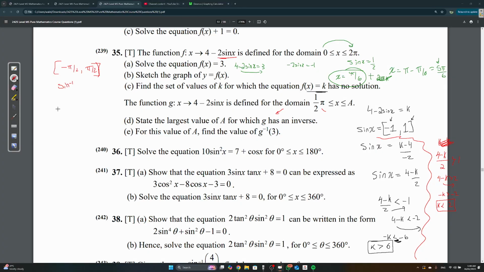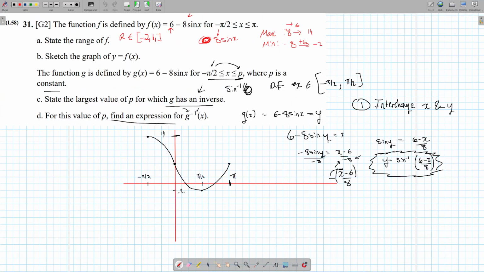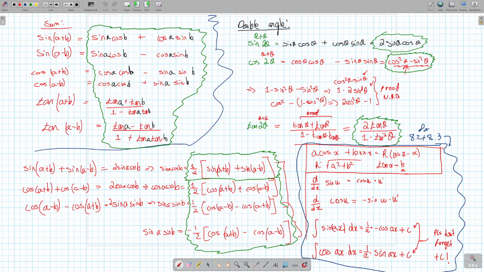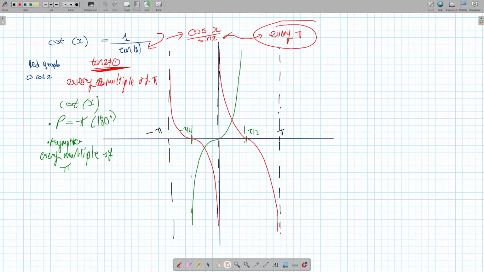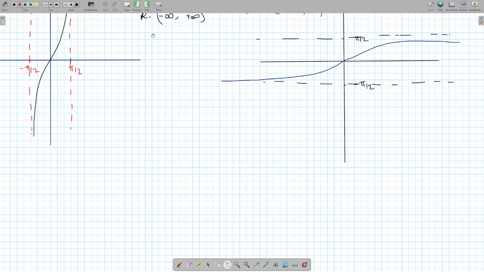Apparently, when we restrict the domain of a function for an inverse, it's only because to have an inverse, you only consider one phase. What do I mean? Originally, when we got the sine inverse, I explained it somewhere here.